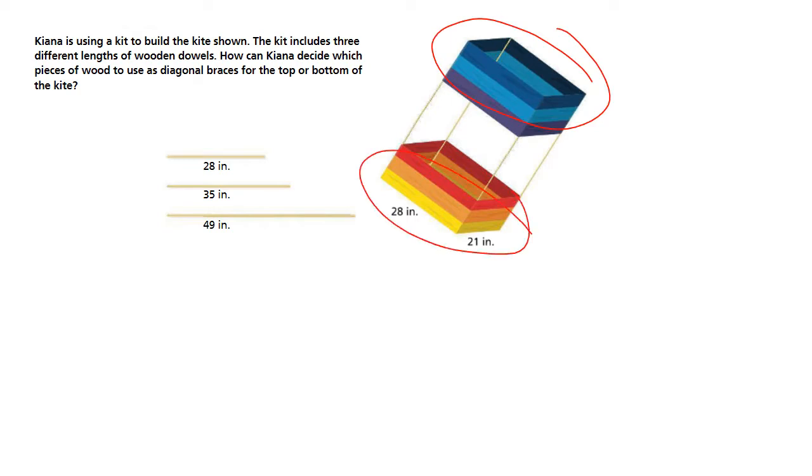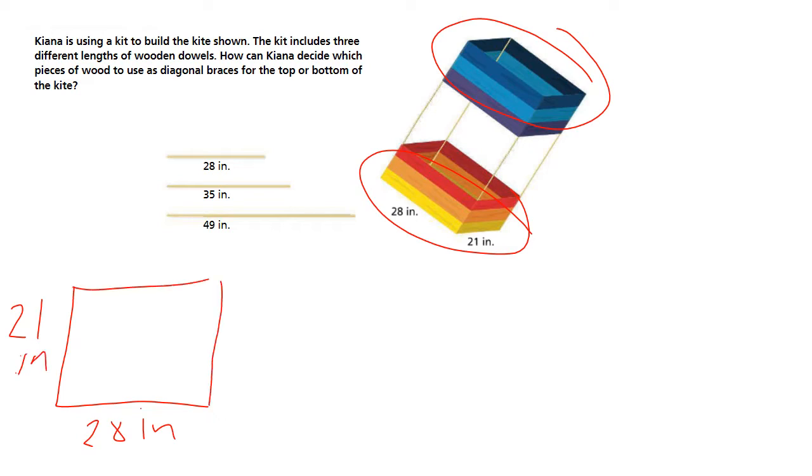So what they're saying is the kite, if you were to look down, like a bird's eye view of it, would be 28 inches on the bottom and 21 inches here. So it's making a whole square. That's what the top looks like, that's what the bottom looks like. And we want to make a diagonal brace so the kite doesn't break in the wind. So what is the length here? Because we want to use one of these dowels to put in that section of the kite.